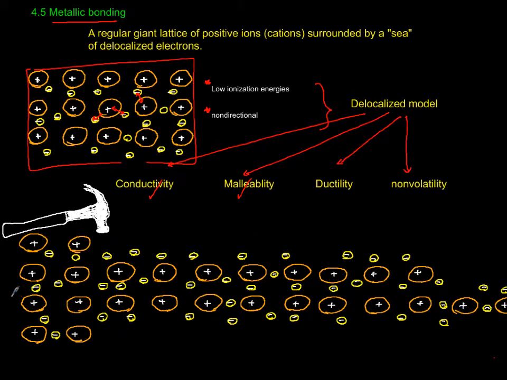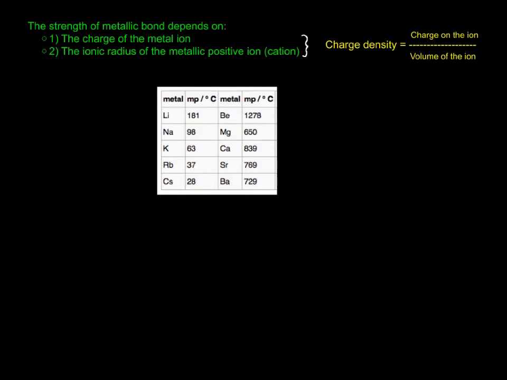Finally, you can pull it to the point that they turn into fine wires. And they're non-volatile. They have a high melting point, therefore they have difficulty turning into liquid and then gas. They're not volatile.